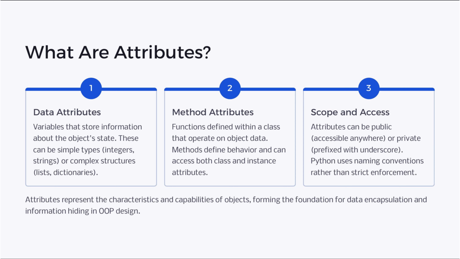Attributes in Python classes are crucial for defining object characteristics. Data attributes store state information, while method attributes define behavior. Attributes can be public or private, with Python relying on naming conventions for access control. This encapsulation supports robust object-oriented programming by managing data and behavior effectively.